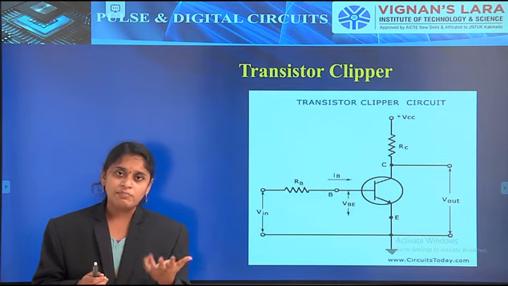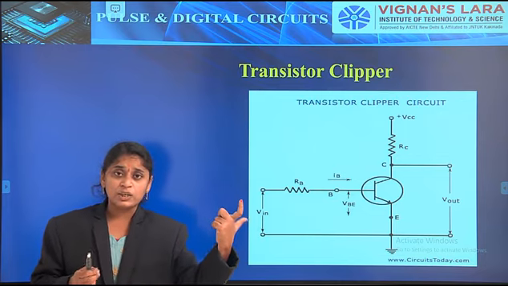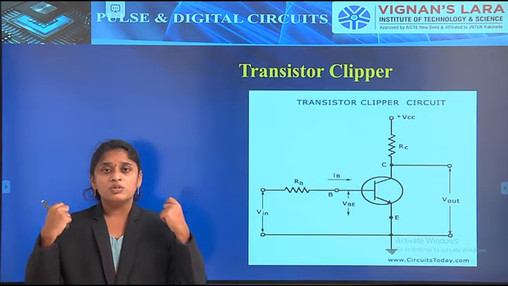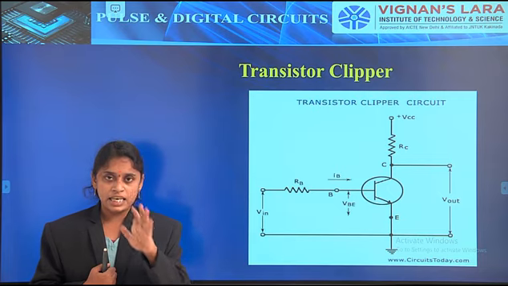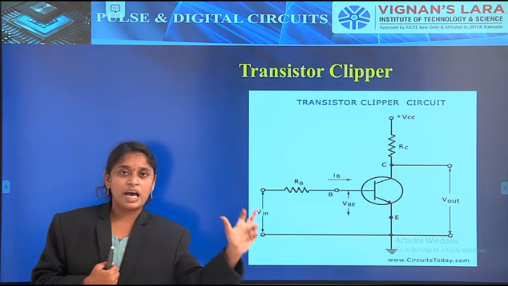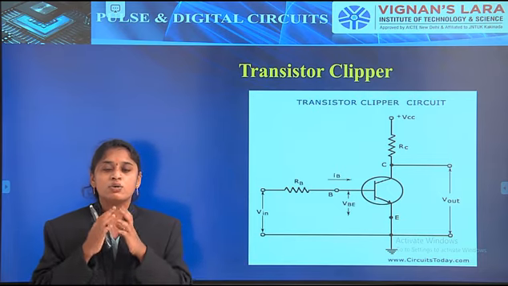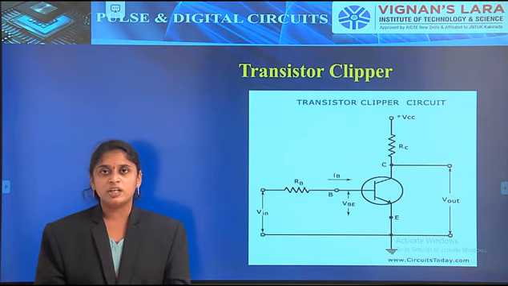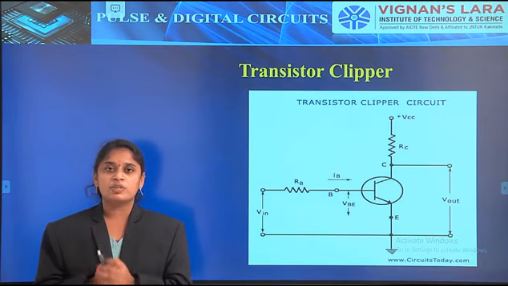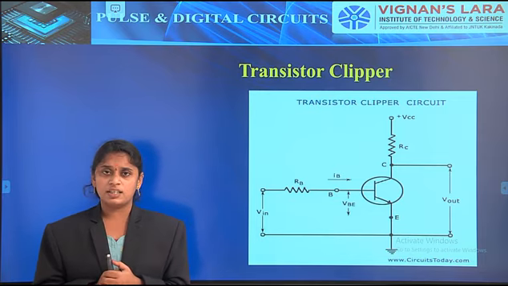At the same time, the transition between the active region and the saturation region is also where the clipping action will be performed. Simply, it is the transition from one region to another that performs the clipping operation. So this is a major thing about the transistor clipper.